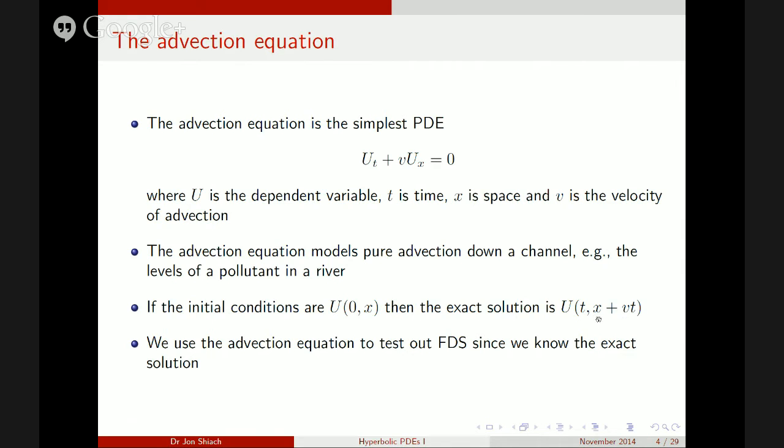So you take your solution at time 0, and all you do is move it down by v times t, and that gives you the solution at time t. So it's dead easy to actually calculate the exact solution to this equation.